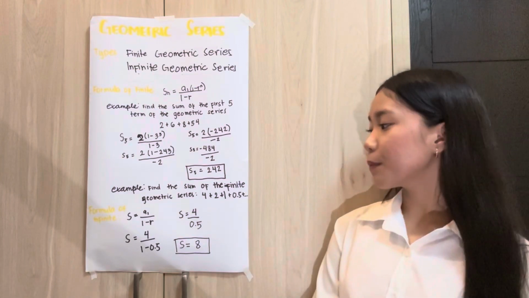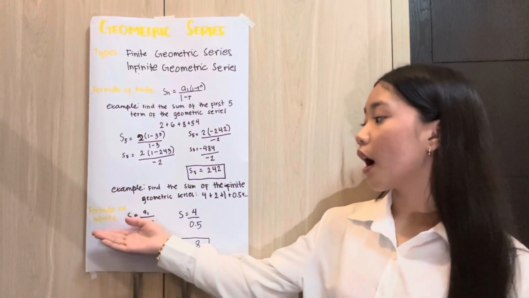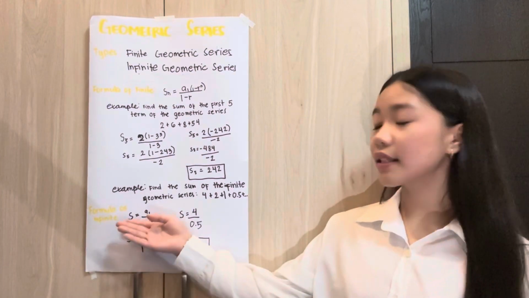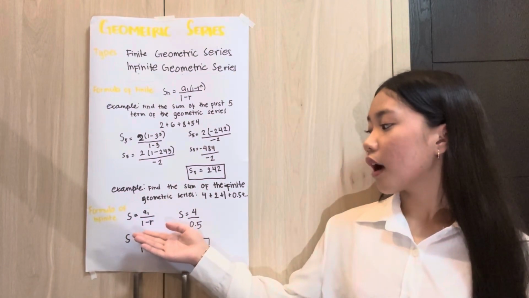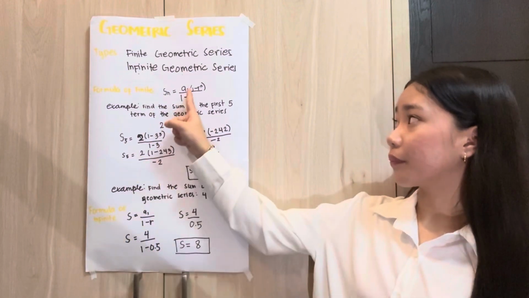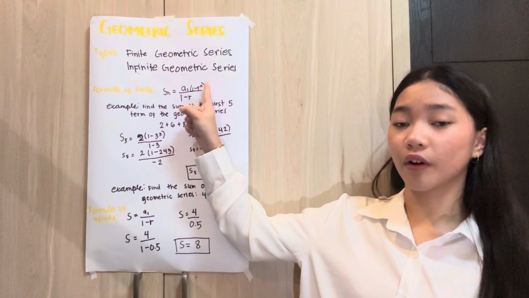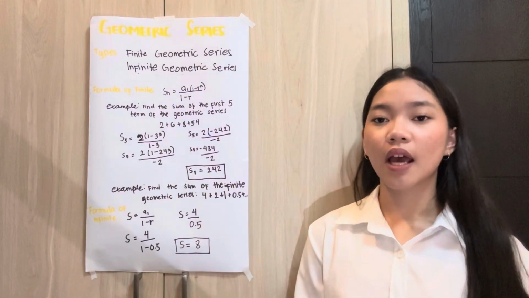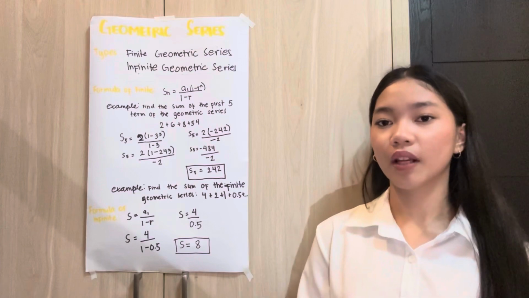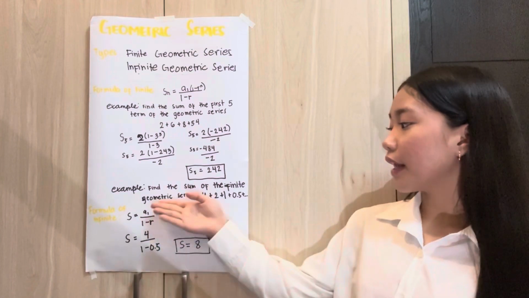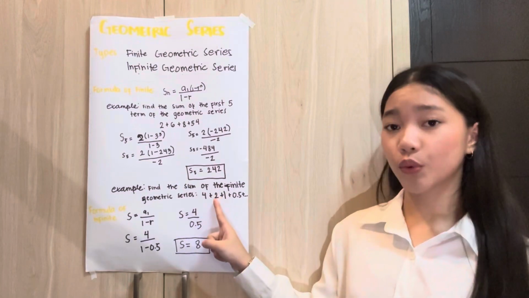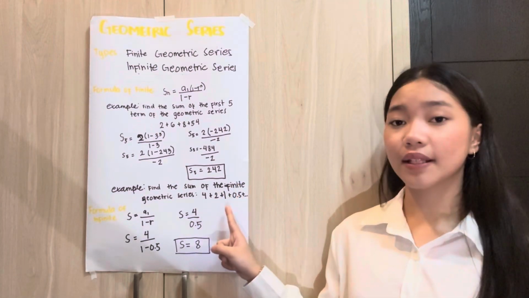And now, let's proceed to the formula of infinite geometric series. S equals a sub 1 over 1 minus r. We just remove the power of n, because in an infinite geometric series, it continues indefinitely. So let's try. Find the sum of the infinite geometric series 4 plus 2 plus 1 plus 0.5.